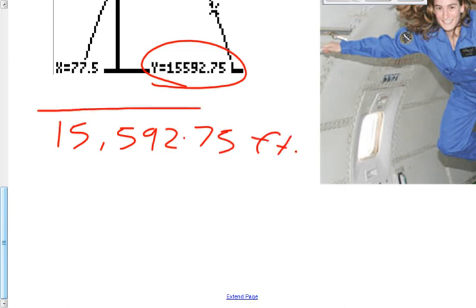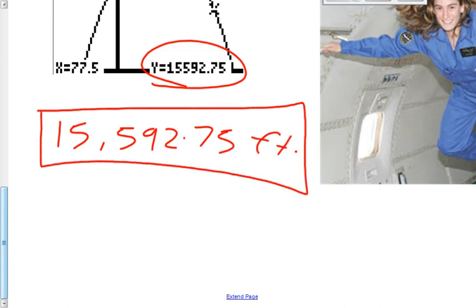And right then and there, we're going to turn our jets back on again so that we don't fall that extra 15,592 feet and fall flat on our faces on the ground.